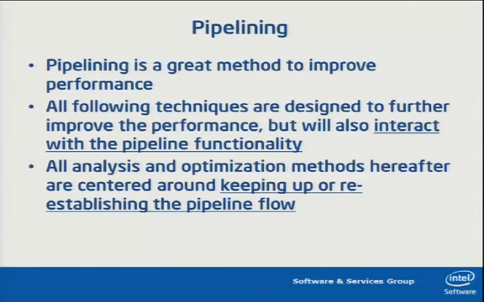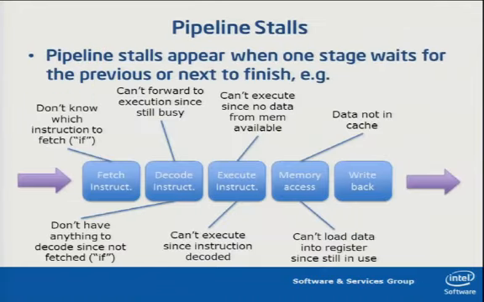And we need to take care that this doesn't happen, because all the performance depends on keeping the pipeline busy in the current process. If you stall the pipeline, the performance comes down pretty quickly. So all analysis and optimization methods hereafter are basically set up to keep the pipeline flowing. So what can stall the pipeline?